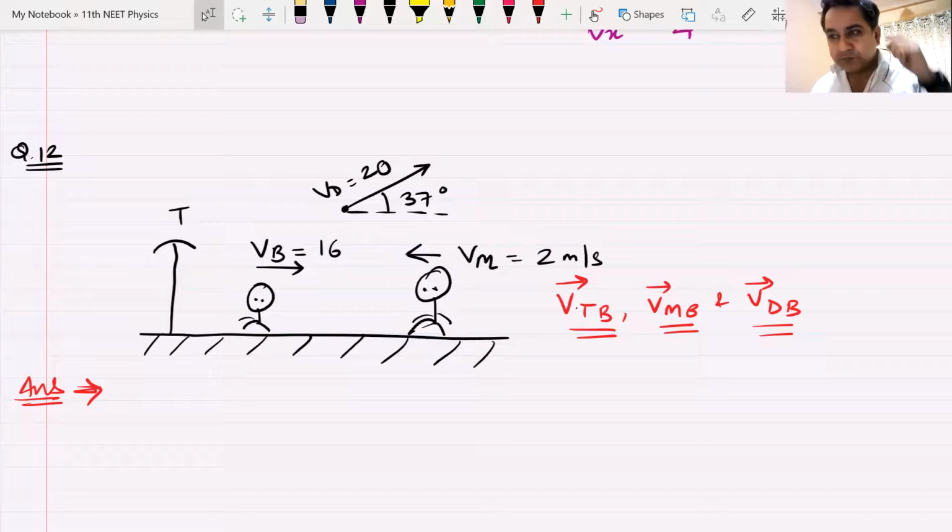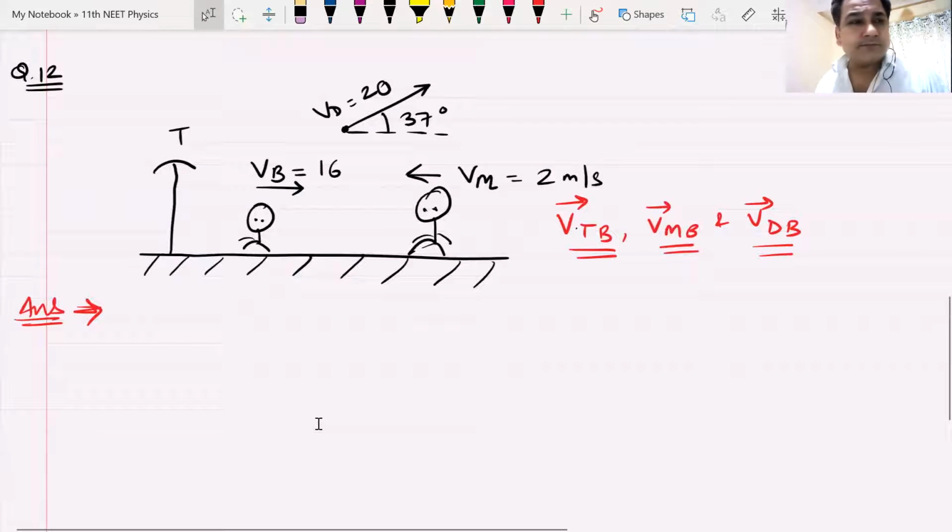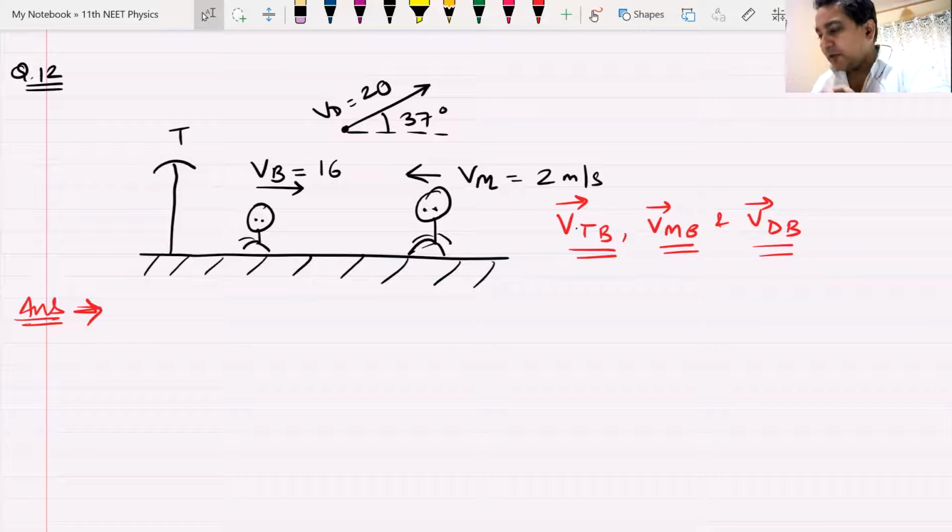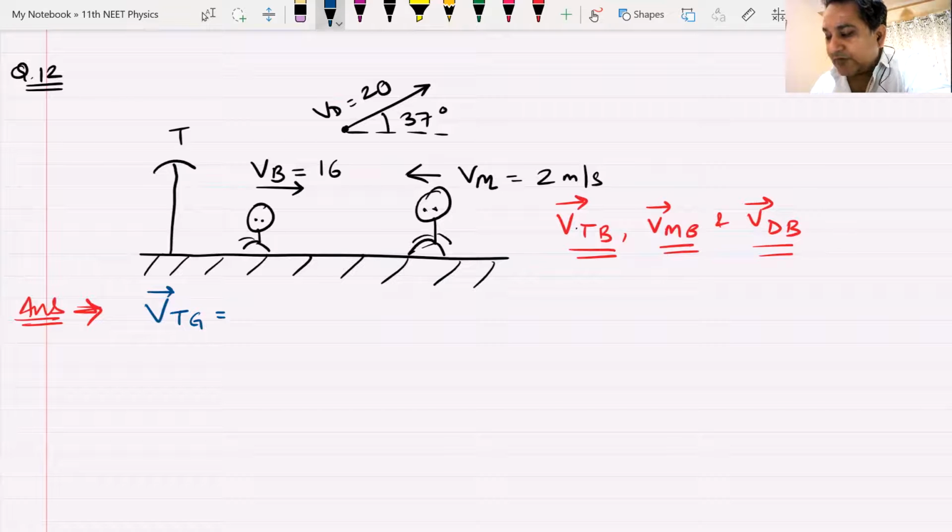Okay. So let us now try to solve this question. Niharika, can you unmute yourself and help me? How are we going to do this? So first we need to find the velocity of tree with respect to boy. Yeah, so first of all, let us find out, Niharika, velocity of everyone with respect to ground. Okay. So let us start with velocity of tree with respect to ground. What is that? How much is that?